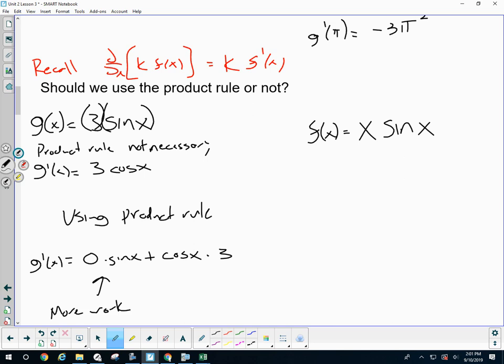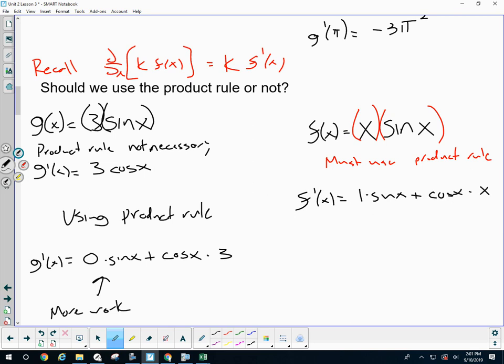However, if it's x sine x, you must use the product rule. The derivative of my first piece times my second plus the derivative of the second piece times the first. Do not multiply those x's together. If anything, write it as sine x plus x cos x. Great.